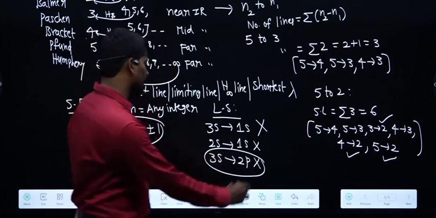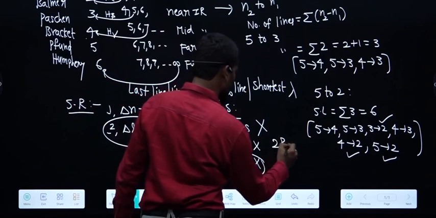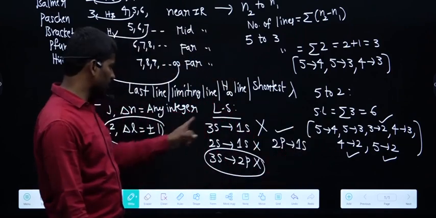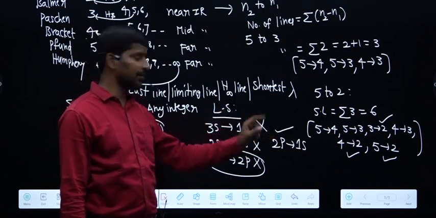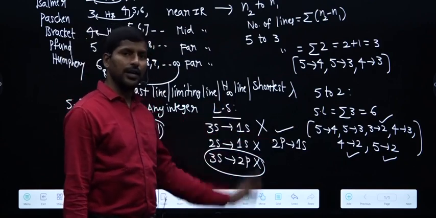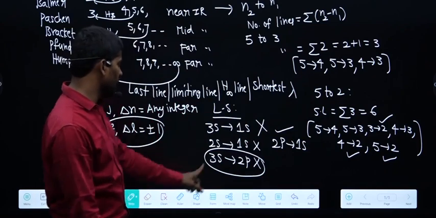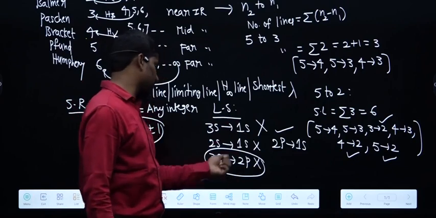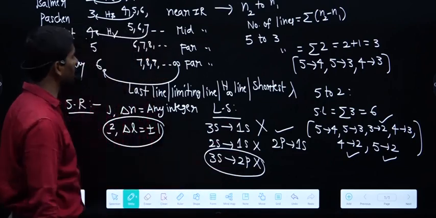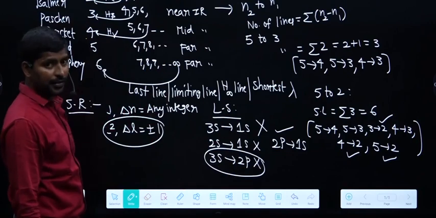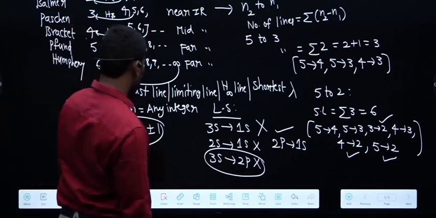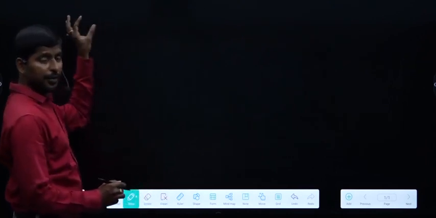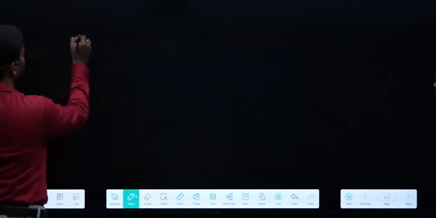And for example, if you take 2p to 1s, delta L is equal to plus or minus 1, so that is allowed under Lyman series. 2p to 1s is allowed under Lyman series, and like this we have to verify. 3s to 2p is not allowed under Lyman series, but it is allowed under Balmer series. 3s to 2p, higher energy level to 2nd level, that corresponds to Balmer series. This is okay.